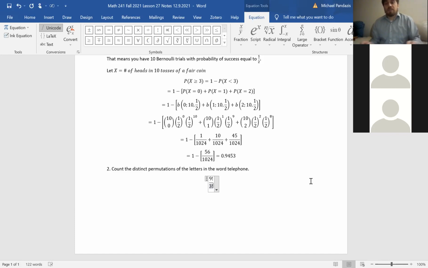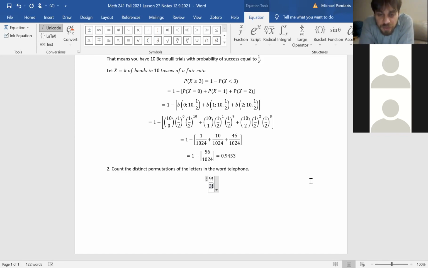3 things, but the 3 E's are the same. So if you rearrange 3 letters that are the same, you're not changing the word. So wherever you have 3 letters in an arrangement of the 9 letters, if you rearrange just the 3 E's, you have the same word. So you have to divide by 3 factorial there in order to get rid of the overcount.